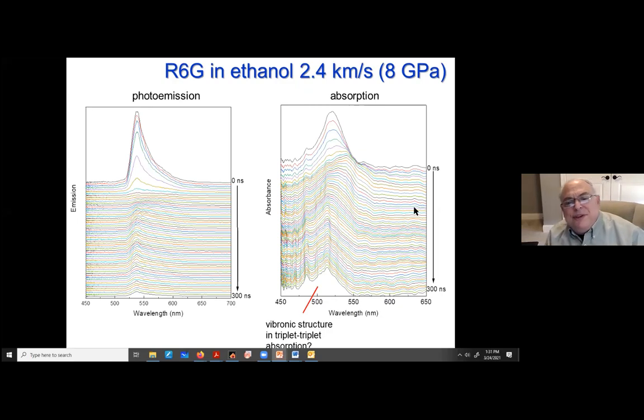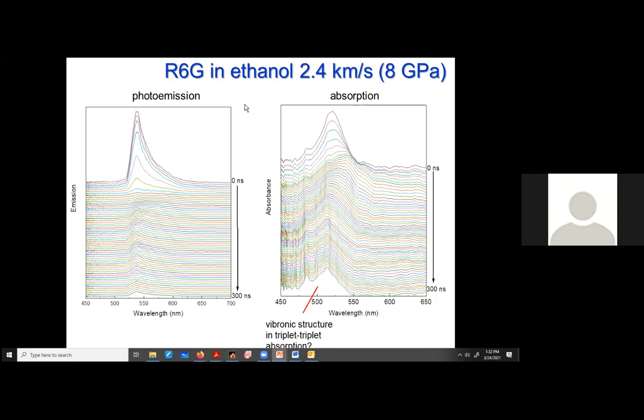The absorption's doing some really neat stuff. There's a new transition here. And if you look down here at 300 nanoseconds, you've got this high structure here, all right? It looks like vibronic structure. We're still trying to figure out what this means, but my preliminary analysis is it's known that high pressure favors the formation of molecular triplet states rather than deformation.